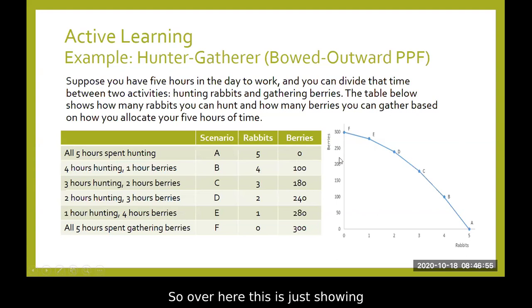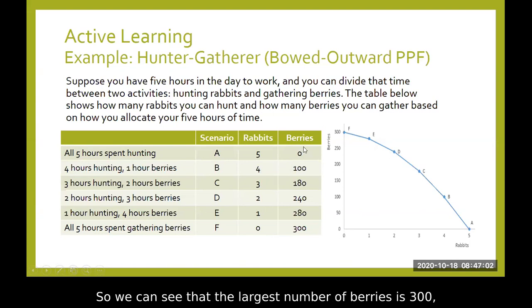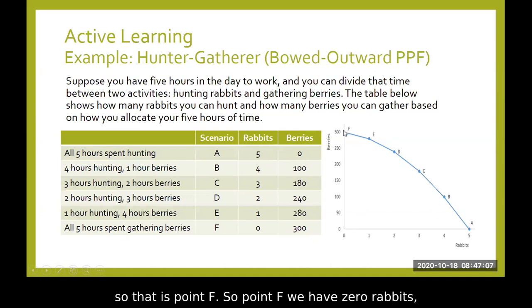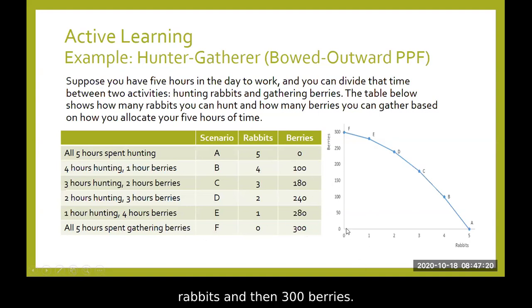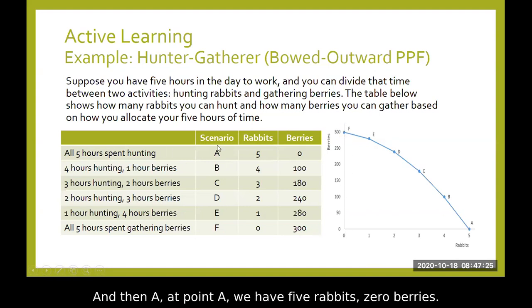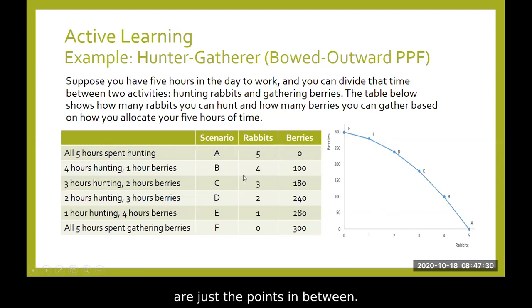Over here, this is showing all of these points plotted. We can see that the largest number of berries is 300, and that is point F. At point F, we have 0 rabbits. Since rabbits are plotted on the x-axis and berries on the y-axis, point F shows 0 rabbits and 300 berries. Then at point A, we have 5 rabbits and 0 berries. And all of these are just the points in between.